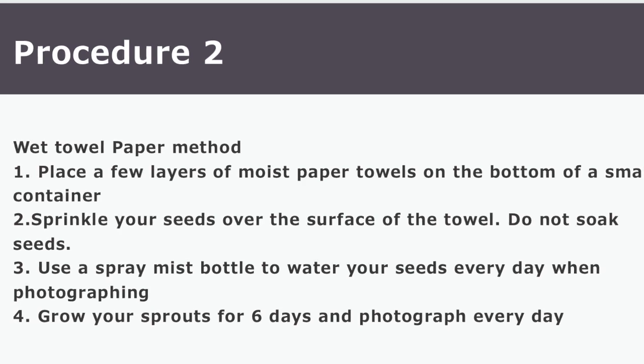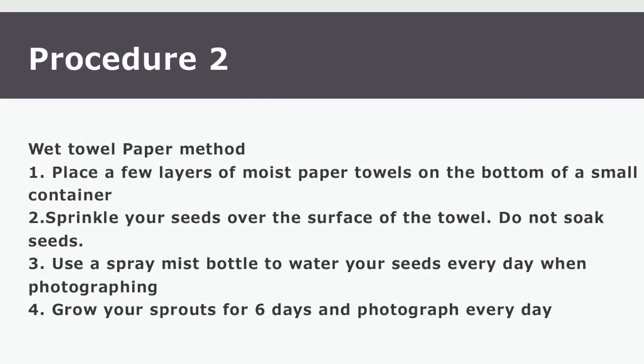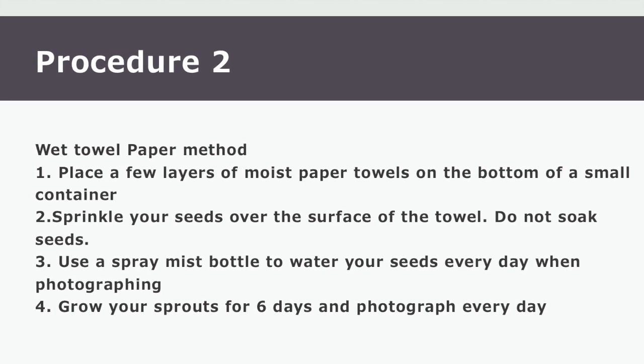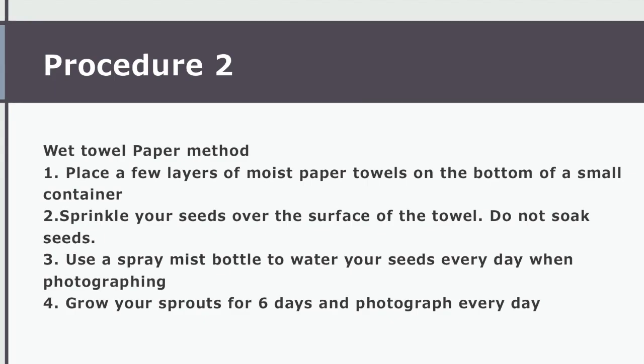The wet paper towel procedure includes placing a few layers of moist paper towel at the bottom of a small container 3 times. Sprinkle the seeds over the surface of the paper towels. Use a spray mist bottle to water the seeds every day for 6 days when photographing.